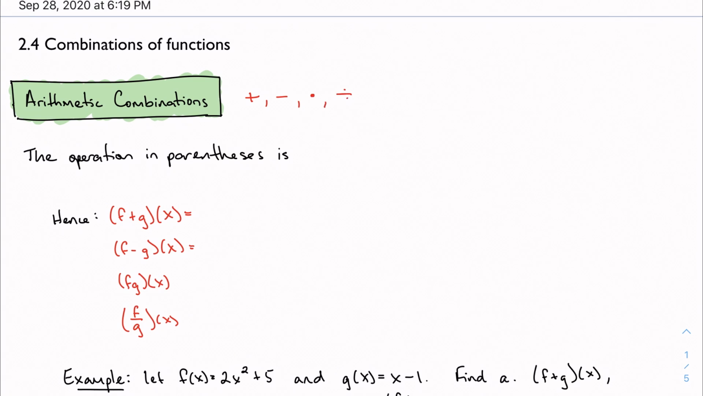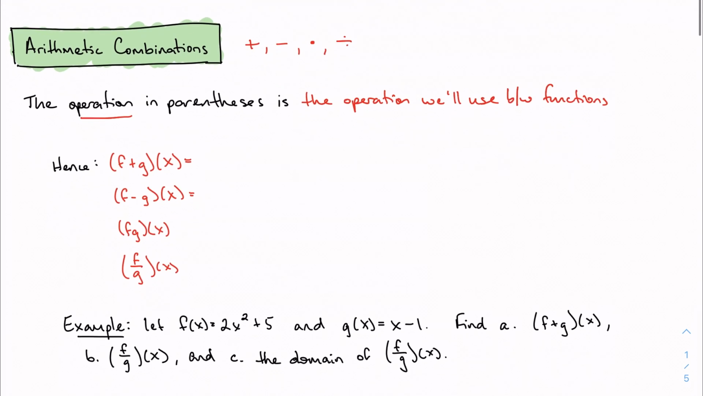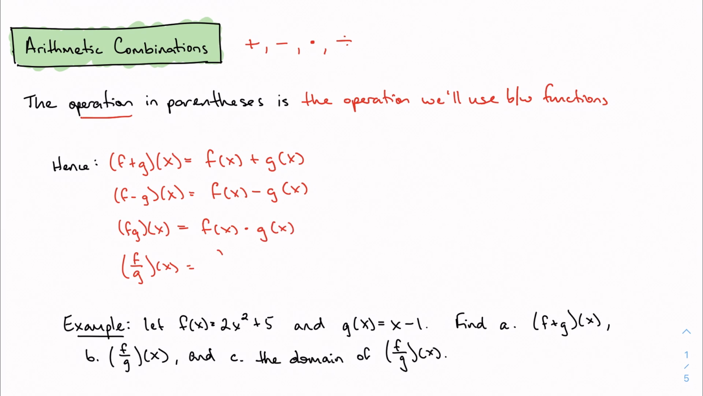So the key with these is that the operation in parentheses is the operation we'll use between the two functions. That means f plus g of x would be the same as saying f of x plus g of x. F minus g of x is the same as f of x minus g of x, and so on. We'd have multiplication, and we'd have division. And of course, the caveat on division is that g of x cannot be 0, as we already know.